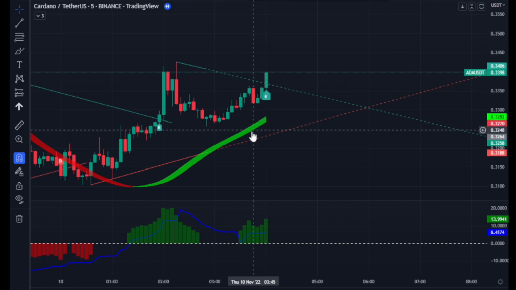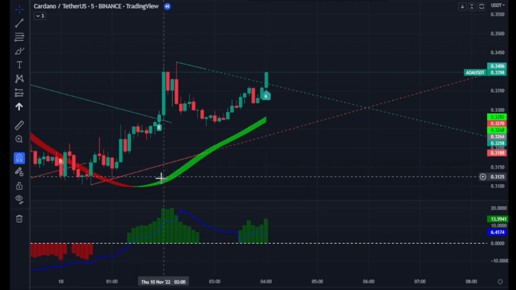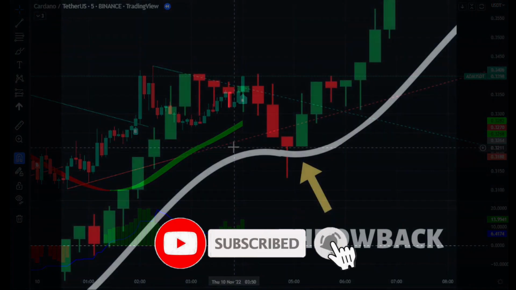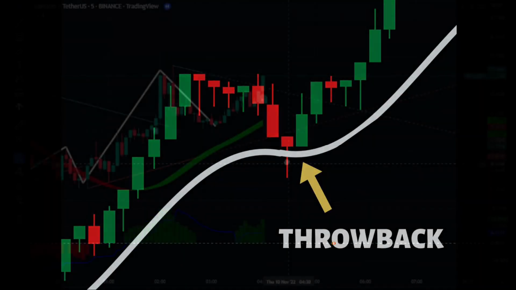First we see that the whole suite is in green, this indicates that the market is controlled by buyers and we also see a throwback on the candlestick chart. If you do not know what a throwback is I will show you an image so you can understand it.